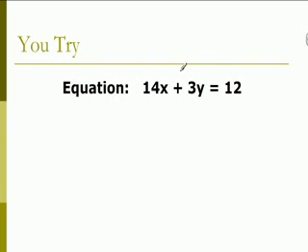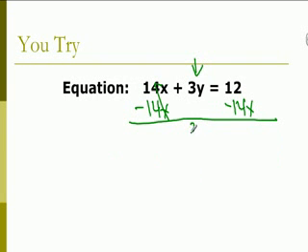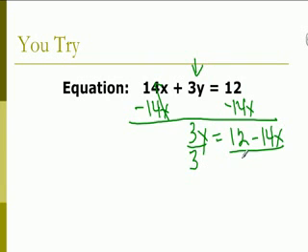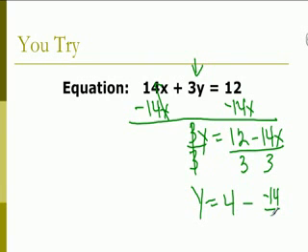Alright, well now that you're back, let's go ahead and solve for y. So remember, we're getting y by itself, so we're going to get rid of this 14x. So we're left with 3y equals 12 minus 14x. We need to get rid of our 3, so we're going to divide by 3. So y equals 12 divided by 3 is 4. 14 divided by 3 is not even, so we can keep it as 14 over 3 for now, and then x.